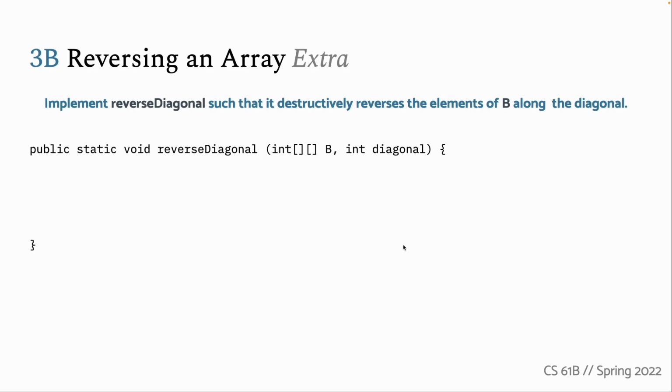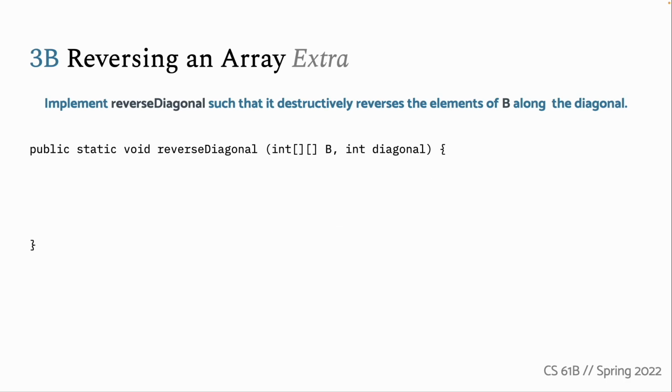Okay, so our next problem is going to be reversing an array extra. So this time we are going to be doing reverse diagonal. So we're trying to reverse the elements of B, which is a 2-dimensional array, assuming it's going to be square, across the diagonal. So I'll give you a minute to think about how we could possibly do that, and then we will go do it together.